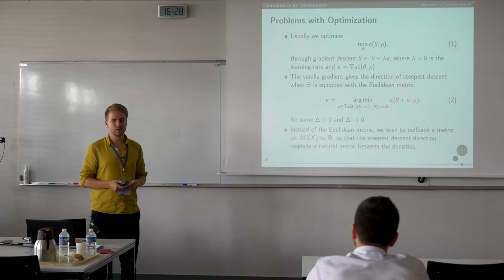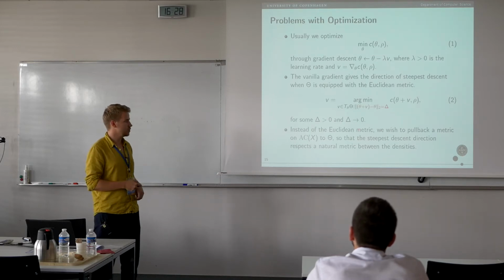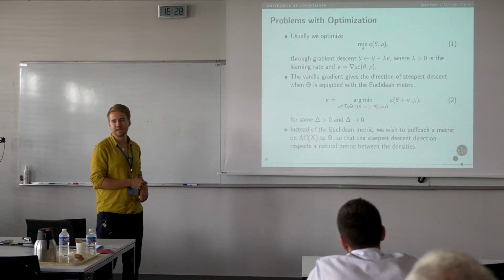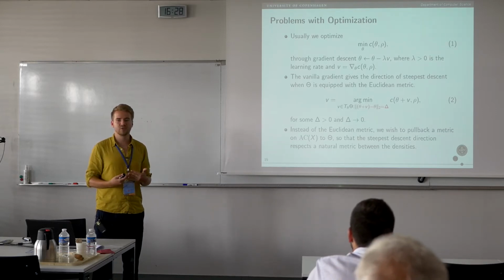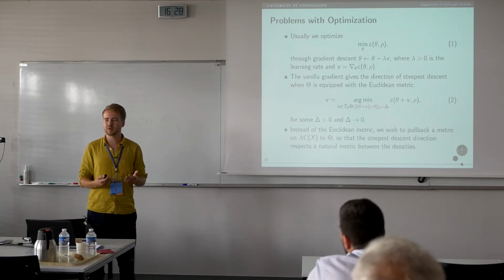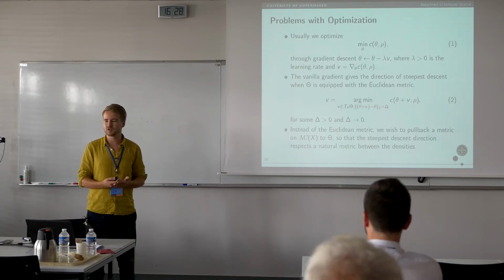And then what we usually want to do is that instead of the Euclidean metric here, we want to replace it with some kind of metric that takes into account the similarity measure on the space of probability measures that we're using. And this is the main idea behind the natural gradient.